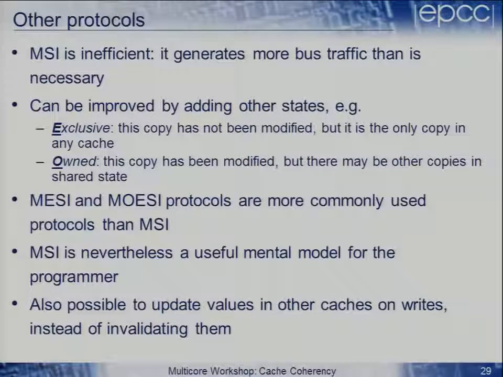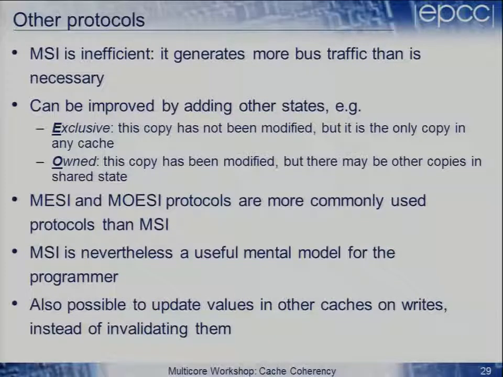This copy has been modified, but there are maybe other copies in a shared state. In our model, if a data that had been modified, basically nobody else was even allowed to have it shared. They had to be invalidated. So, these are called MESI and MOESI. So these are the real ones.